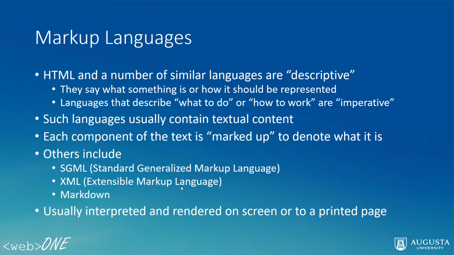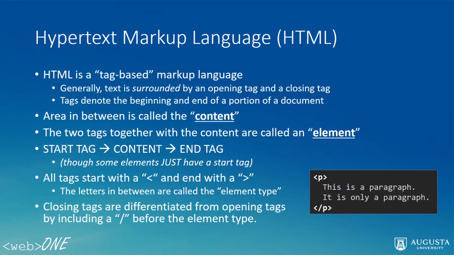HTML, XML, and Markdown are some other examples of markup languages. This kind of code is usually interpreted and rendered on a screen or to a printed page. In this class, we will learn HTML and CSS. HTML stands for Hypertext Markup Language. HTML is a tag-based markup language.